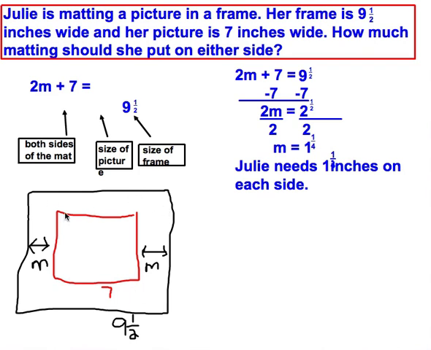So we want to put some matting around the picture. We don't know how much, but we know that we want it to be the same amount on each side. So I labeled them both M. So M plus 7 plus another M should give us 9.5. They simplified us one more step. So instead of doing M plus 7 plus M, they did 2M plus 7 should give us 9.5.